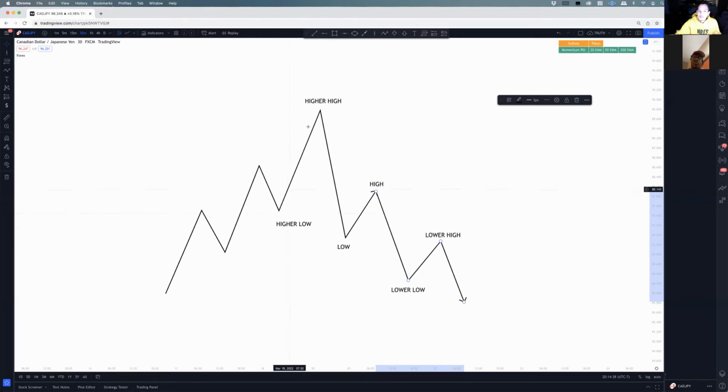Again, the opposite: we can no longer consider this an uptrend if we break and we make a low below the previous highest low point. Does that make sense? So again, the lowest the market had ever been was going up. Now the lowest it's ever been is going down.